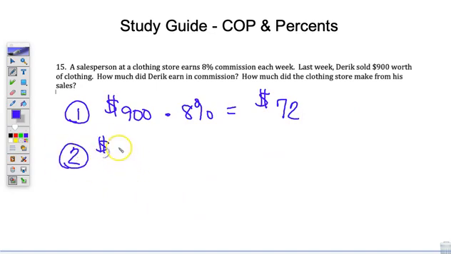To figure out how much the company will make off of his sales, you need to take what he sold and subtract the amount the company paid him in commission, and you should get total sales that the store made of $828. And that concludes our review.